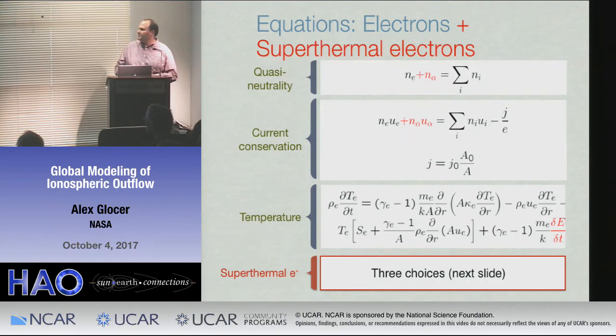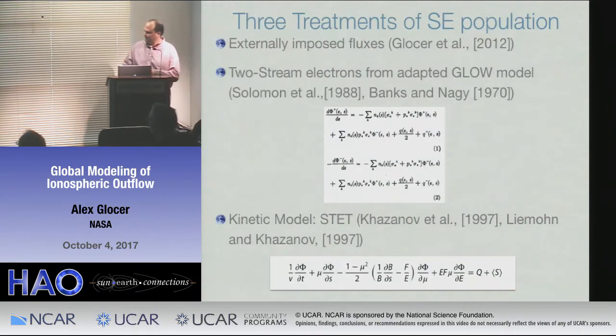That's just a statement of current conservation. And then for the thermal electrons, we solve an energy equation where we also have to keep track of the energy deposition from the superthermal population. So that's all relatively straightforward, but it's all predicated on having a solution for the superthermals. So where do we get those from?